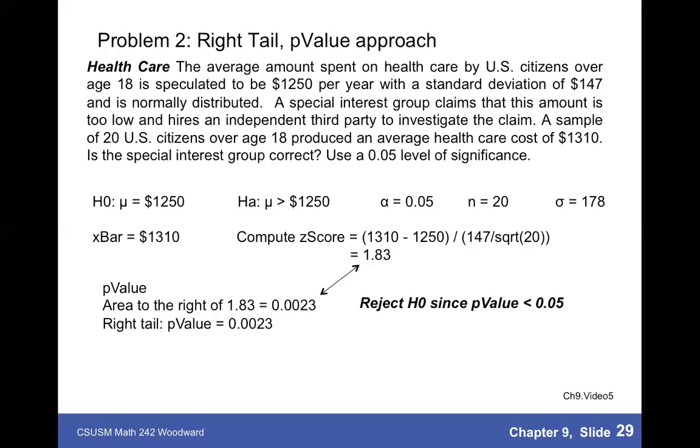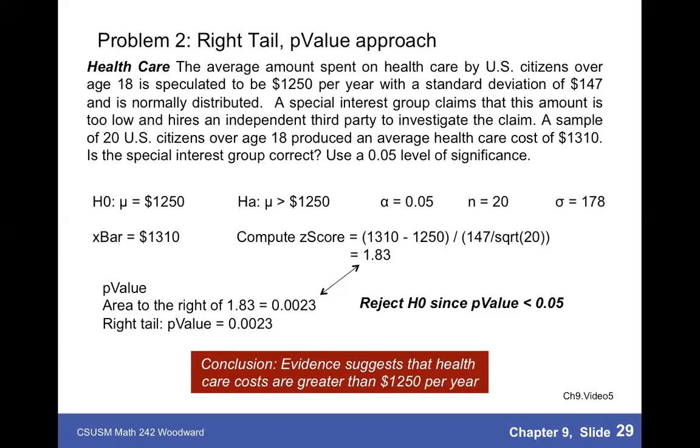This is the hiccup with the right tail test, is that you have to make sure you get the right tail area and not just look up in the table what the answer is. And the conclusion is that healthcare costs are greater than $12.50. Because I'm rejecting H naught, I am supporting HA.